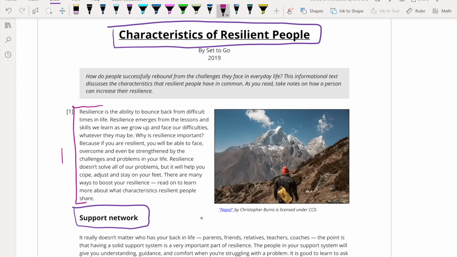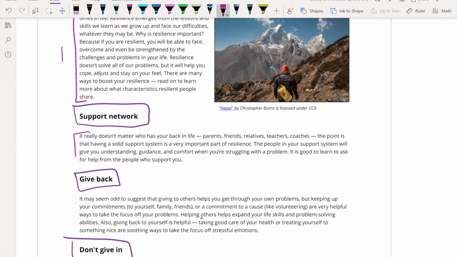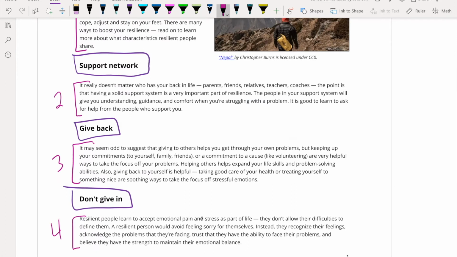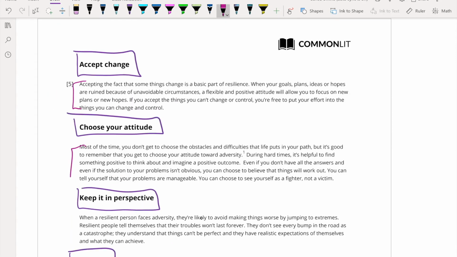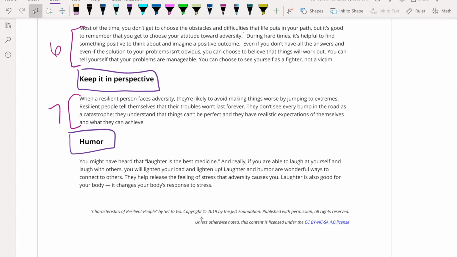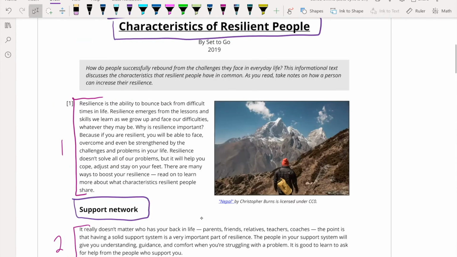1, 2, 3, 4, 5 has kind of already done it for us. 6, 7, okay. So each of these is numbered, so our step 2 is done.